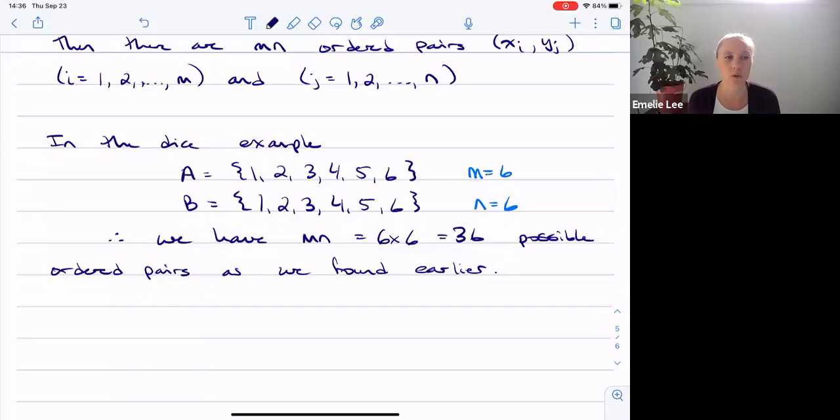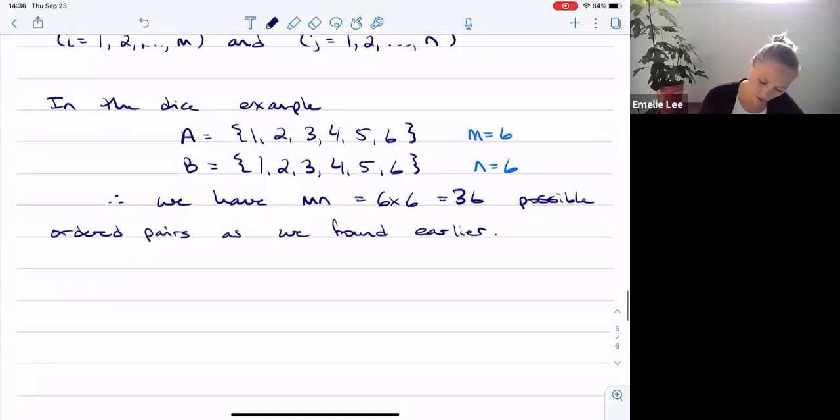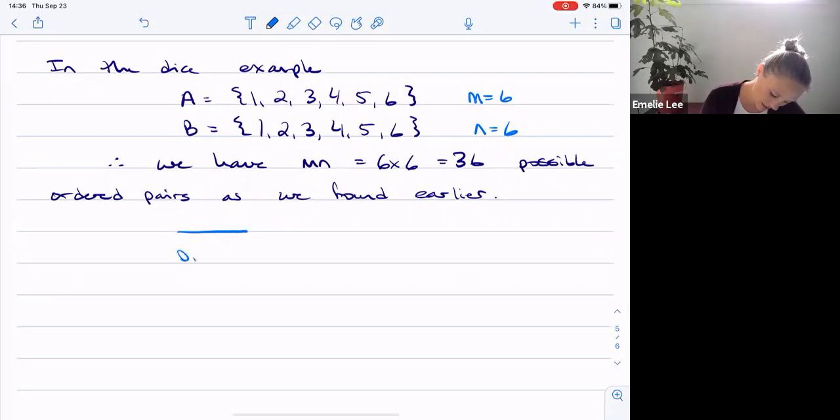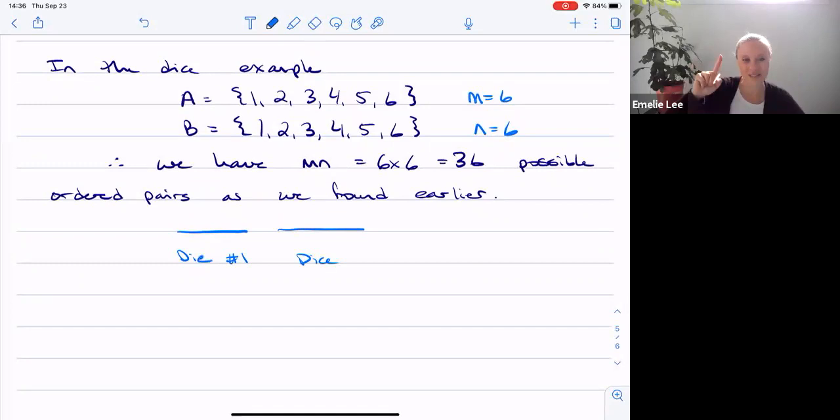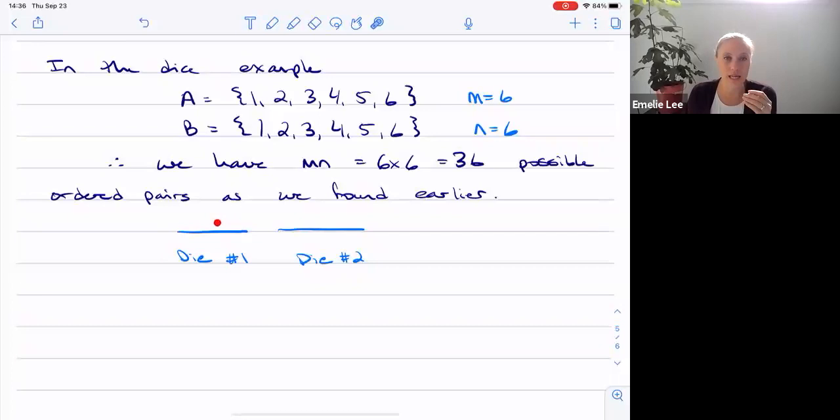And so it's still the same multiplication rule. Just to emphasize what's going on here, we could formulate this as a spot for die number 1 and a spot for die number 2. How I like to play it out is, die number 1, there are 6 possible outcomes. And same thing for die number 2, I have 6 possible outcomes. What if I changed it and I said, die number 2 actually has 10 sides. How many ordered pairs could I have? Well, I could have 6 times 10 instead, so I'd have 60 ordered pairs.